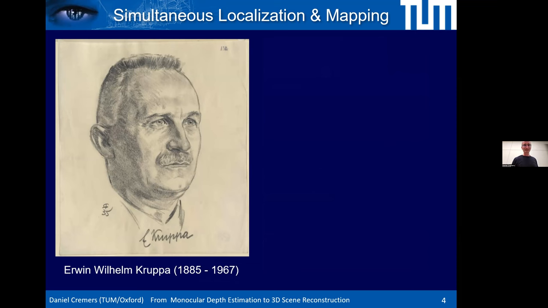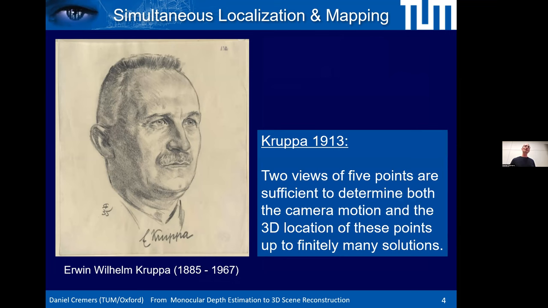Erwin Kruppa. And one of the things he proved, and people in his time were able to show, is that if we get two images of a 3D scene, it's a very classical result, and we find five corresponding points in the two images, then we can recover the relative camera motion and the 3D structure of these points.